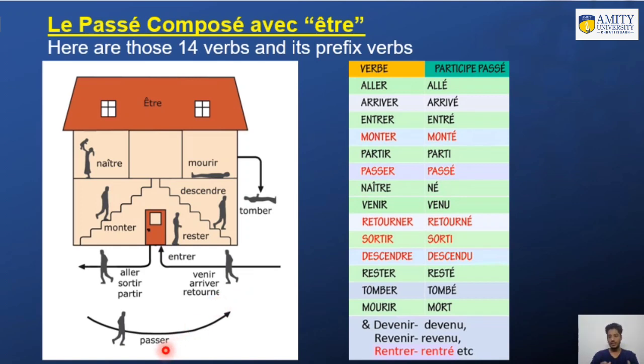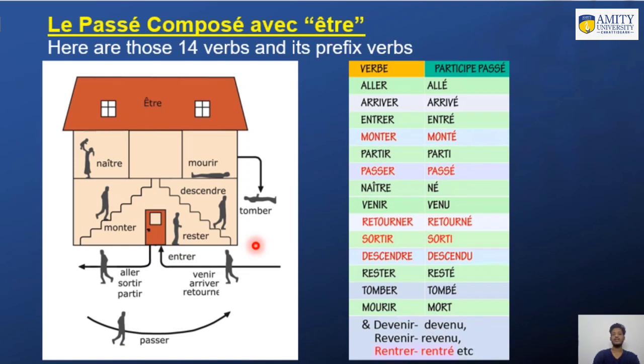Now, there is a trick to remember all these 14 verbs. How? Well, naître, to be born. Everyone is born and dies. So, mourir, to die. Born, die. How did he die? By falling. So, tomber, to fall. When we are in the house, we go up, we go down. So, monter, to go up. Descendre, to go down. And rester, to stay. We stay in a home.